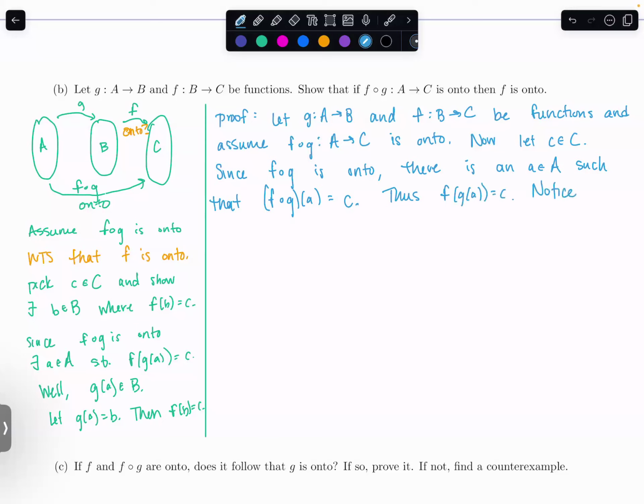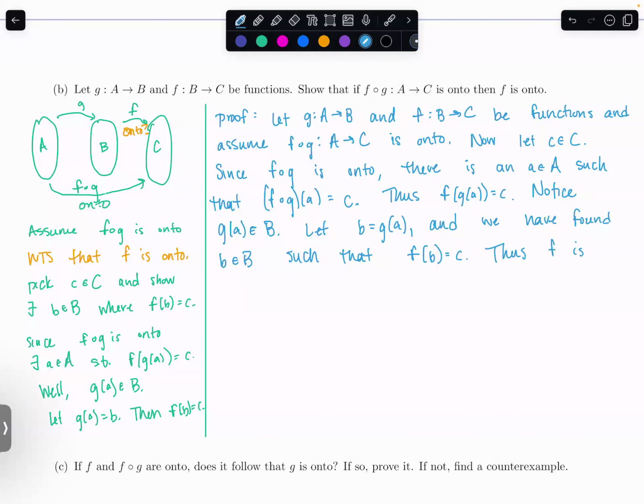Notice g of a is actually an element in B. So we'll let b equal g of a. And we have found b in B such that f of b equals c. Thus, f is onto whenever f of g is onto.